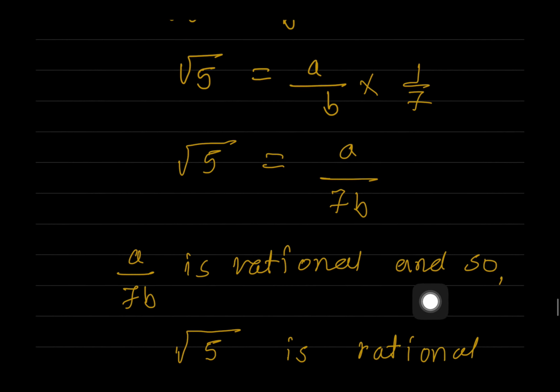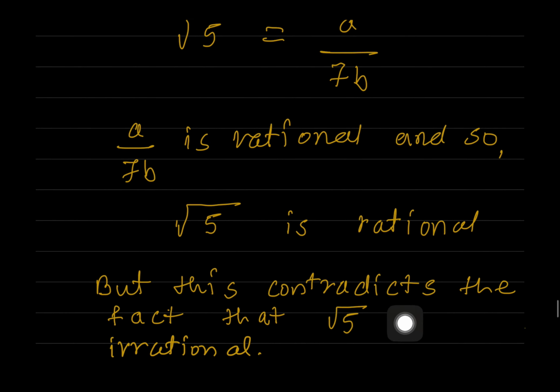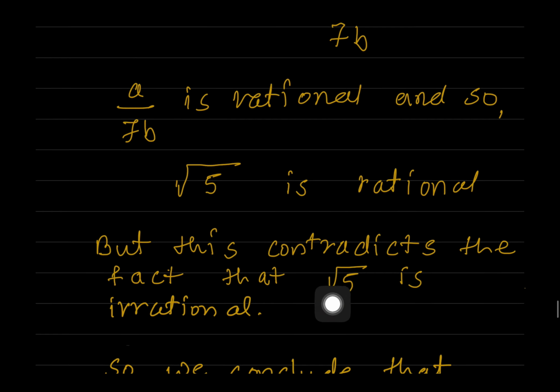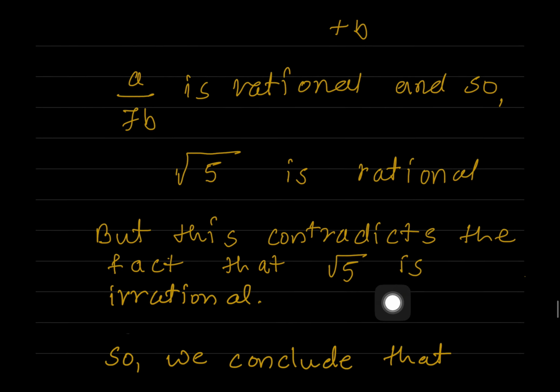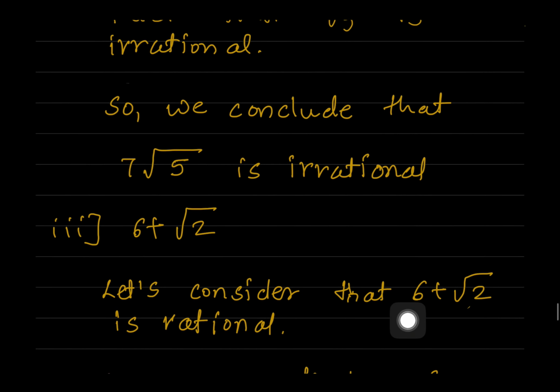Here a upon 7b is a rational number, so root 5 would be rational, which we assumed, but actually root 5 is an irrational number, no? So this side a upon 7b becomes irrational too. So we conclude that 7 root 5 is an irrational number.